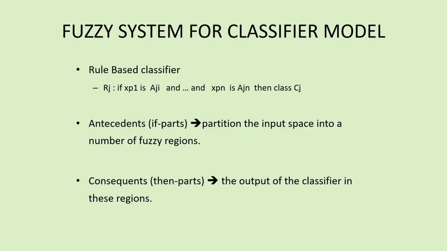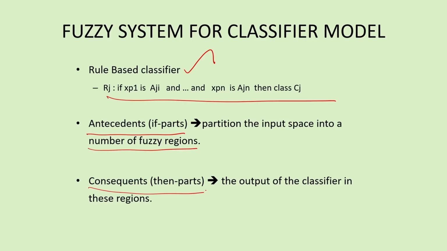So in fuzzy classifier model development, you have to understand the rule based classifier. So what is a rule in general? A rule consists of many antecedents, that is the if part, that tries to partition the input space into a number of fuzzy regions, and a consequence part, which does the job of generating the classifier in these regions. So these two things are needed, antecedents and consequence.